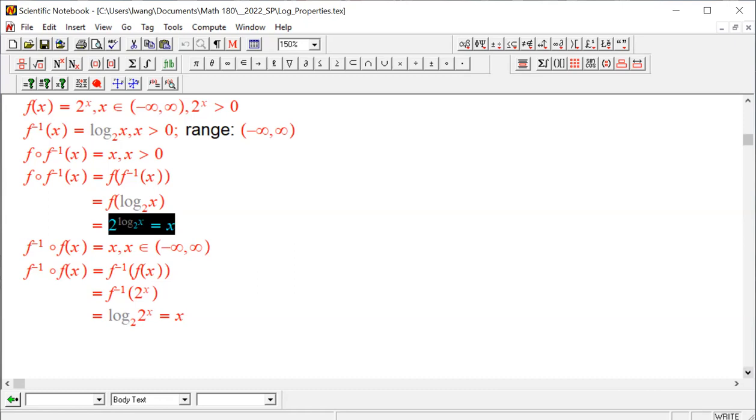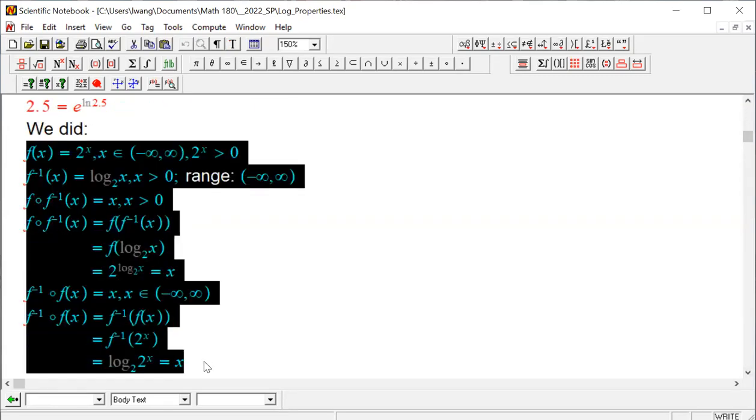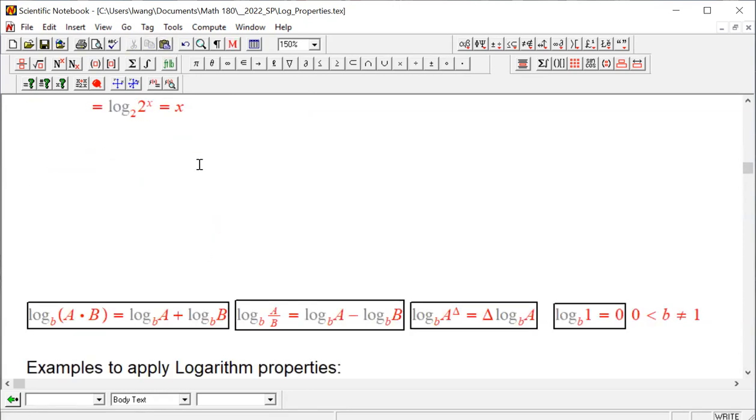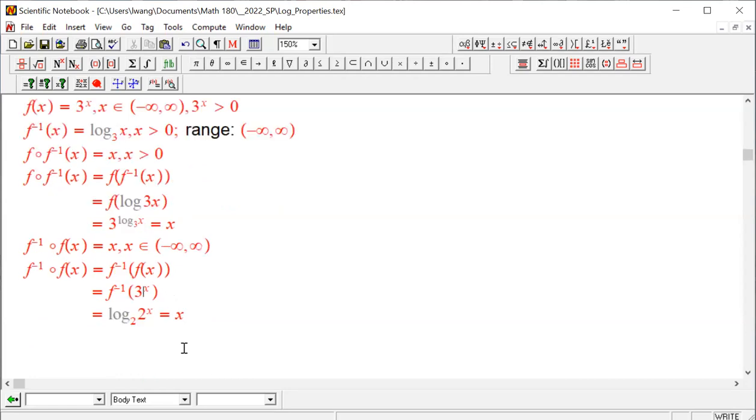And for base 3, same. For base e, it's also the same. So for base 3, let's look at what we get. Everything will be the same for base 3. It's going to be 3 to the power x, domain and range the same, and base 3 log is the inverse. They're inverses of each other, domain and range stay the same, and we have the same property. So what I'm showing you here is the same property for a pair of inverse functions.